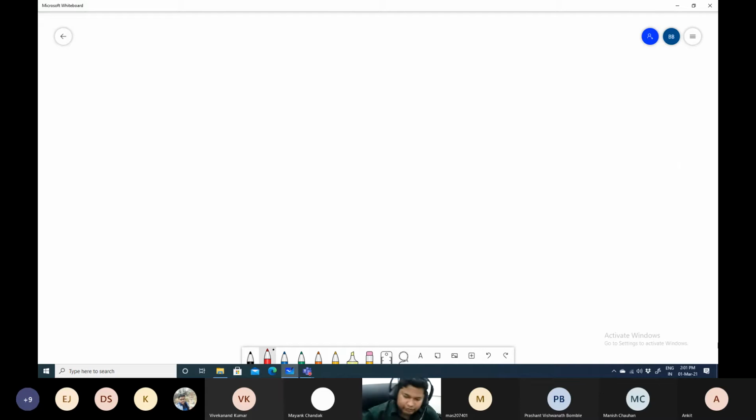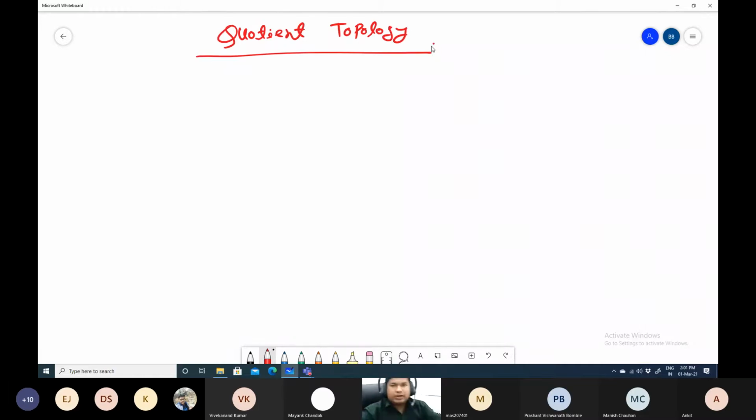Okay, so today this is a very important chapter. Today we will see quotient topology. This is a very conceptual and also very important topic, so you should be very careful throughout the lecture. So first of all, I define quotient map.